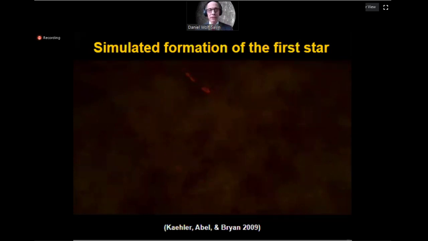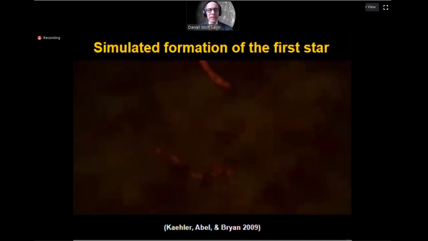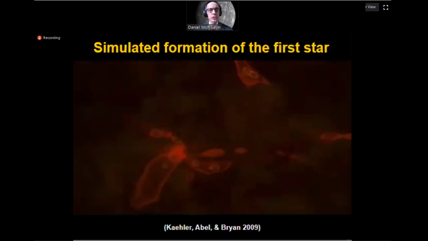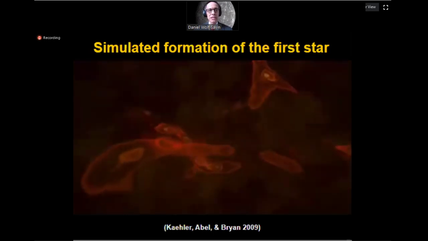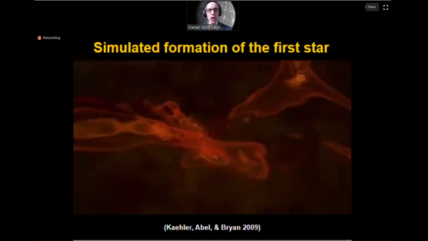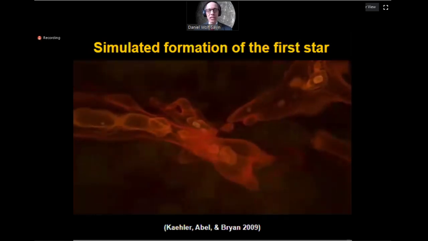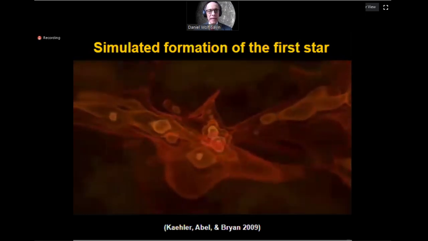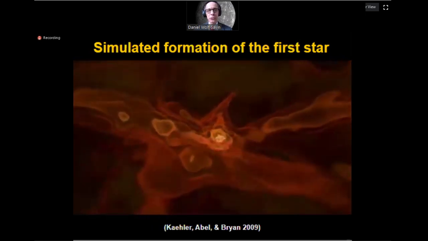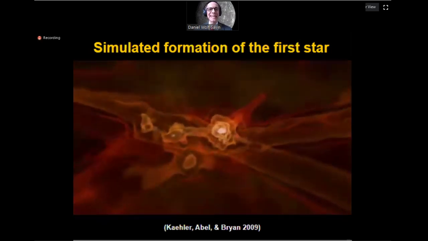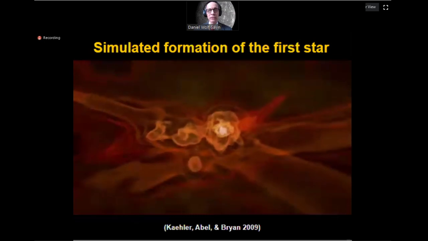I'm going to run the movie. And what we see here is the color contours show a factor of 10 increase in number density. And what's happening is the gas is being drawn towards the gravitational center of the cloud. And every contour is at 10 times more particles per volume. And you can see the gas is falling into the center of the cloud.